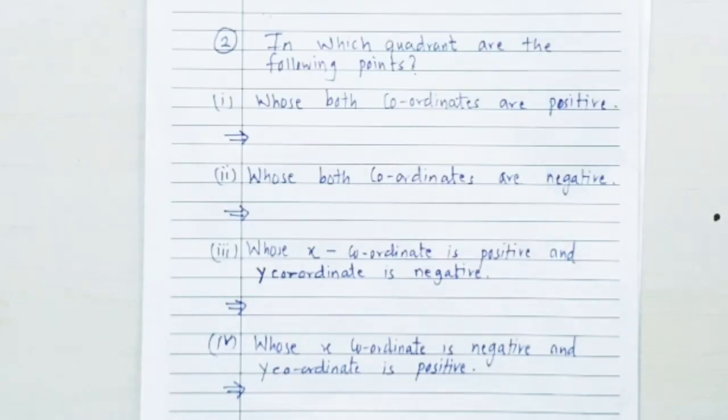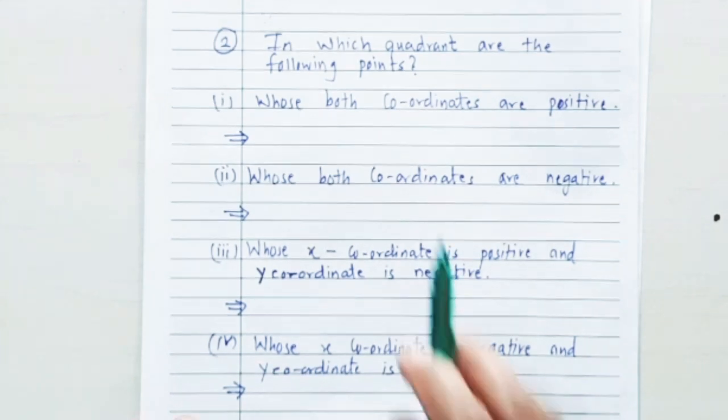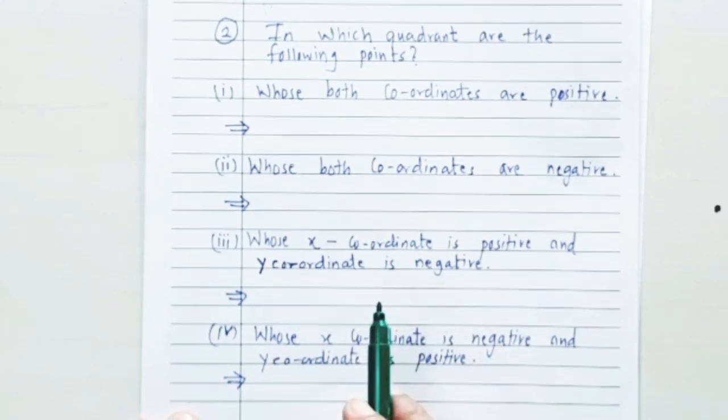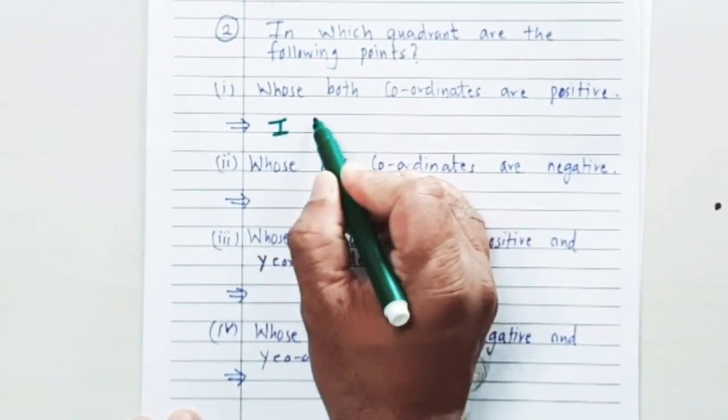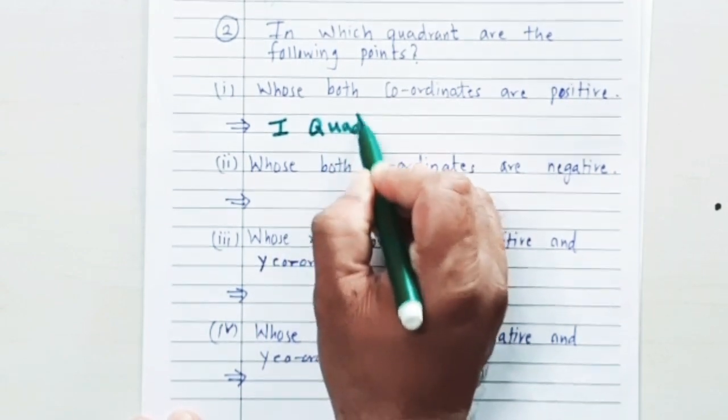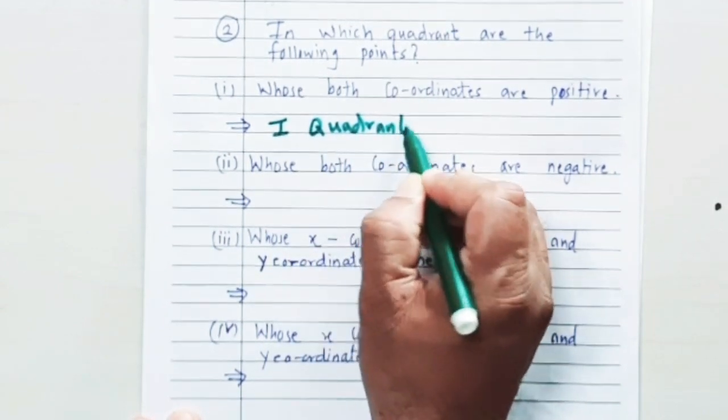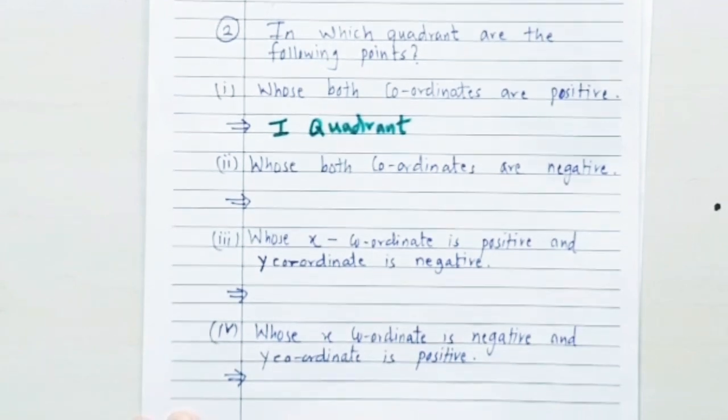Question number 2. In which quadrant are the following points? Number 1. First, the point whose both coordinates are positive. Both x coordinate as well as y coordinate are positive in the first quadrant. In the first quadrant, both x and y coordinates are positive.